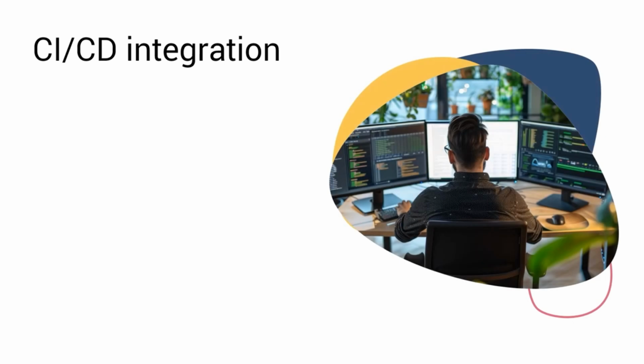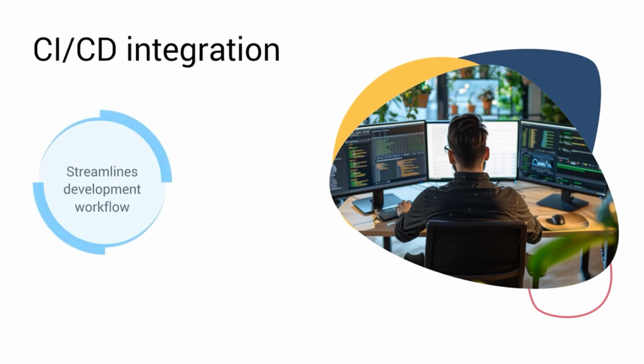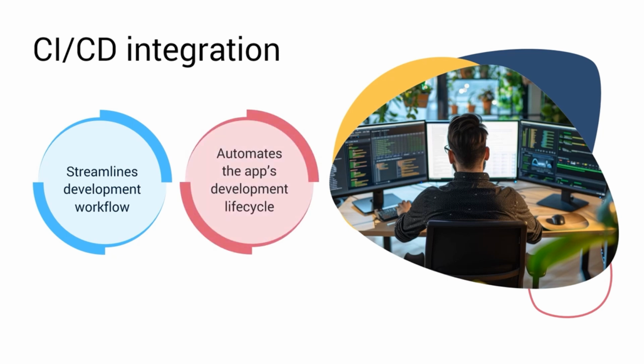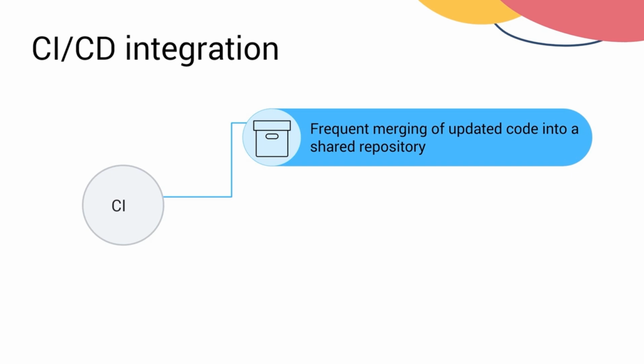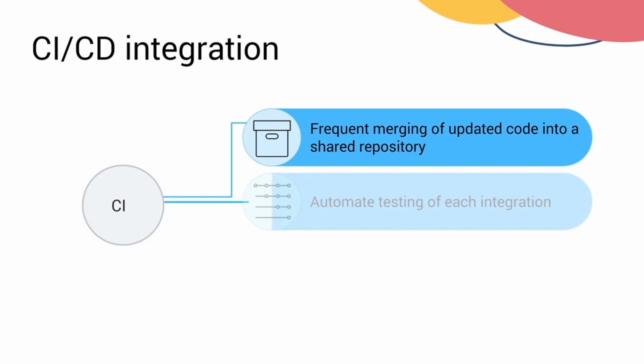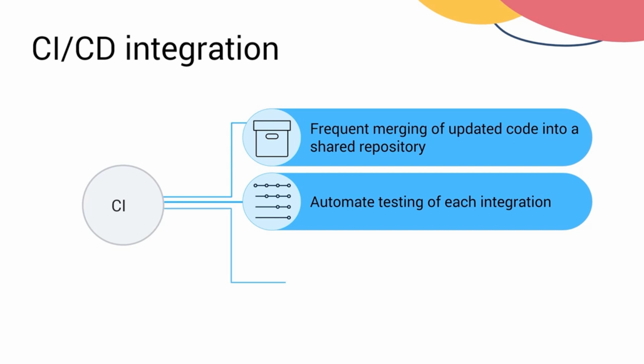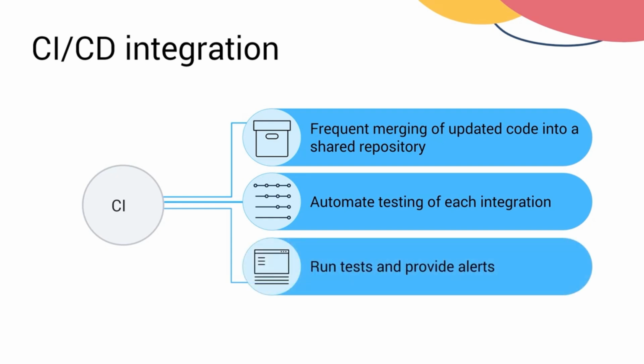Next, let's examine continuous integration, or CI, and continuous deployment, or CD. These practices streamline your app development workflow by automating repetitive tasks. CI involves developers merging updated code into a shared repository. Automated testing of each integration ensures that your app remains stable and functional. CI tools like GitHub Actions or Jenkins can also run tests and provide alerts on any issues during development.